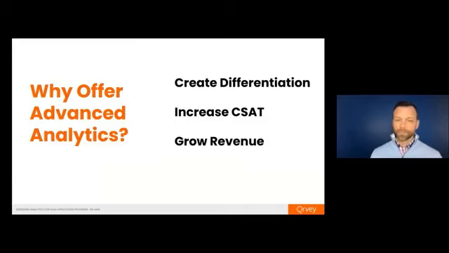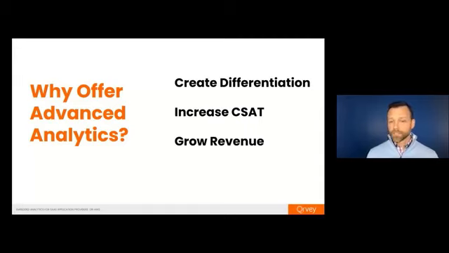So the three common ideas of, why would you offer advanced analytics in your product, right? The first one's kind of the obvious one. You want to create some differentiation. How do you make your product different from your competitors, right? Because let's be honest, a bar chart is a bar chart is a bar chart. That's not different, but there are ways of offering more.